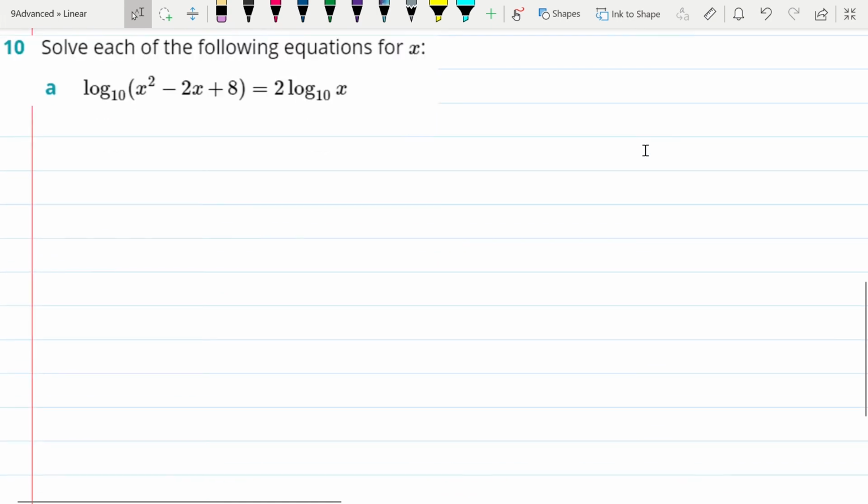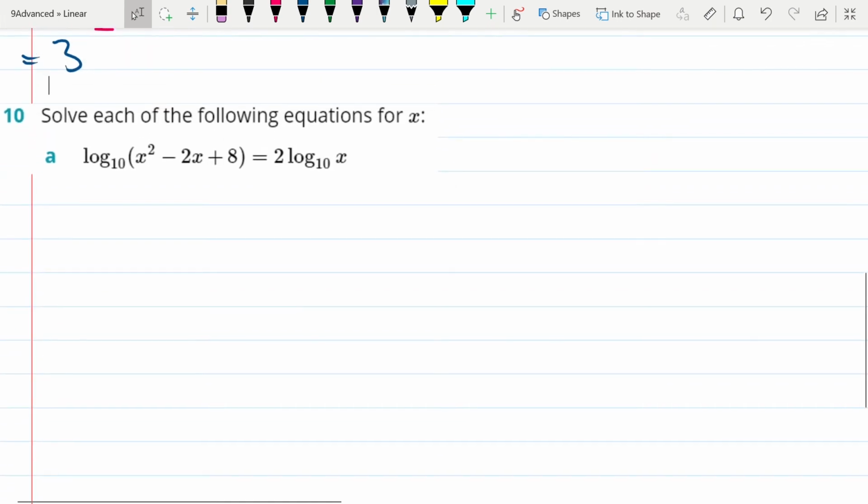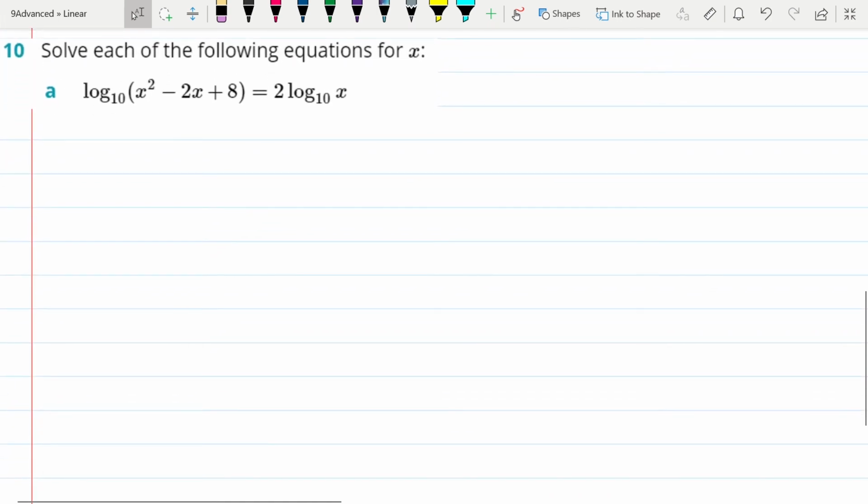Moving on to an equation now. This one looks a lot more complex. We have log to the base 10 of x squared minus 2x plus 8 equals 2 times log to the base 10 of x.